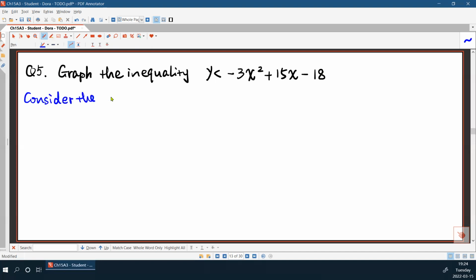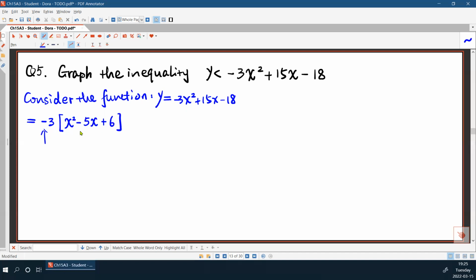Let's consider the function y equals negative 3x squared plus 15x minus 18. Again, in order to sketch this function, we need to transform it to the vertex form, right? So let's put the common factor negative 3 in front, then we have x squared minus 5x and then plus 6, right? If you have a negative number in front, pay special attention to the symbols behind. You can always verify by multiplying it back. So this expression should be exactly the same as this one. That means your first step is correct.